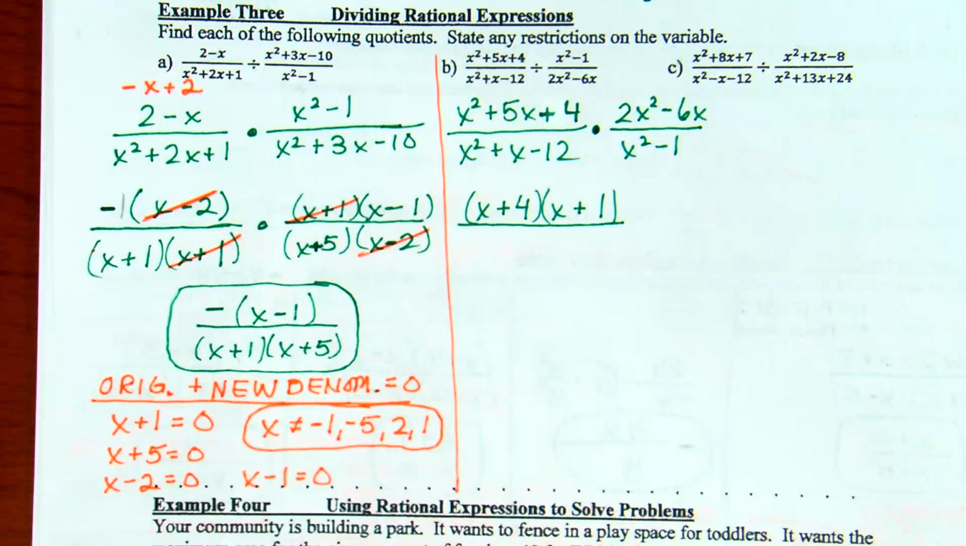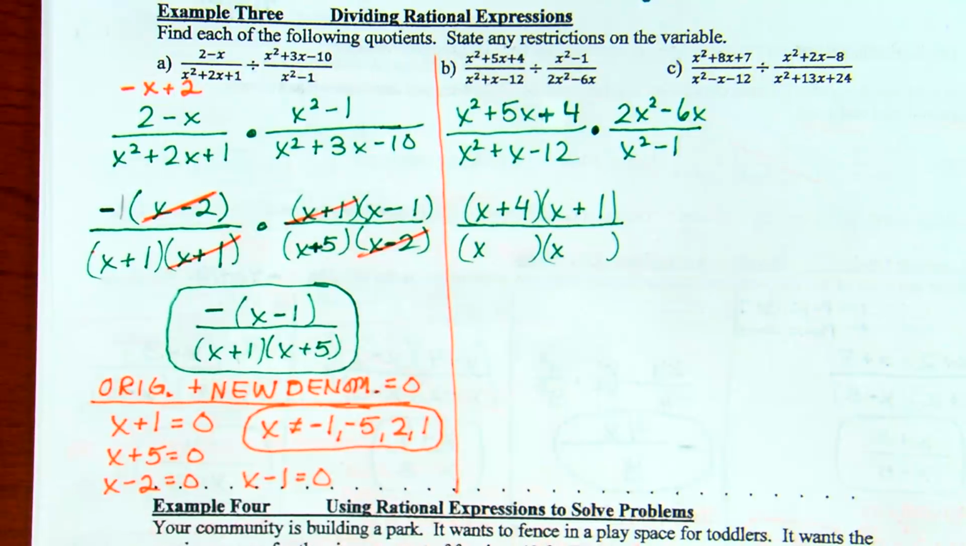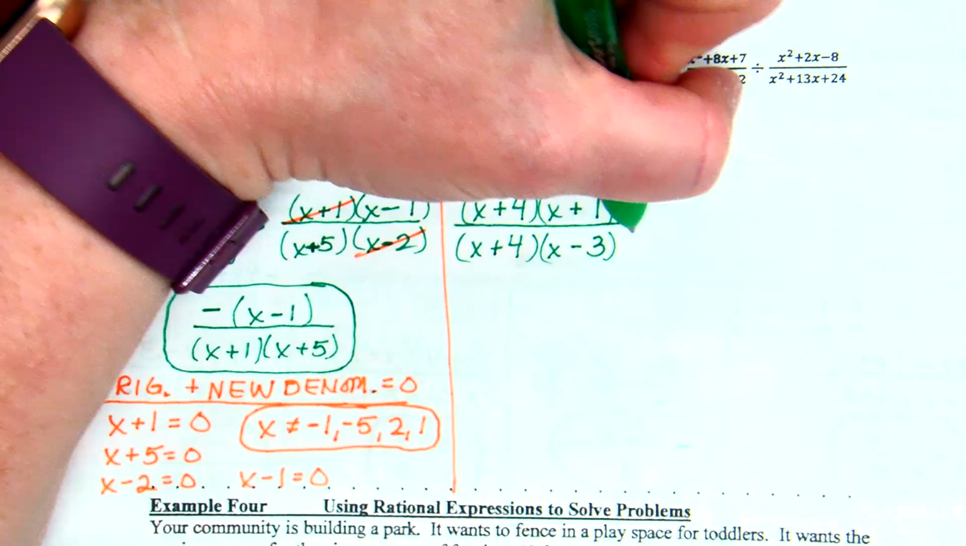Okay, denominator. X squared plus x minus 12. Again, 2 parentheses set up. X and x. Multiplying to be negative 12, adding to be 1. It's a 4-3 combo. Positive 4 minus 3. Okay?